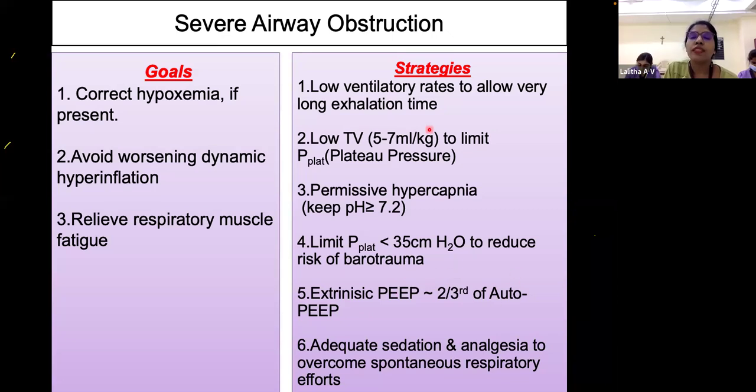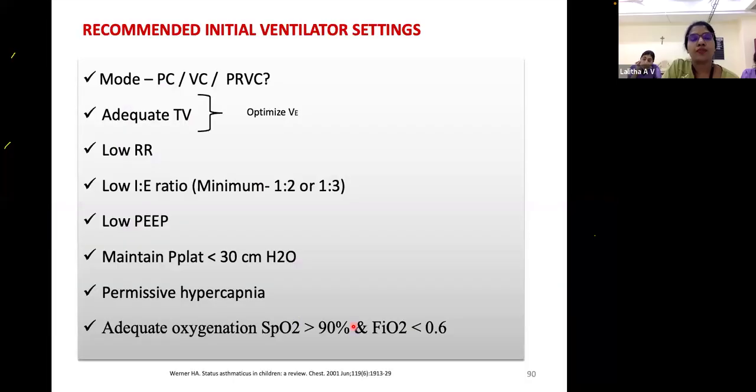So while doing all of this, the patient can have asynchrony on the ventilator. One may have to take care of adequate sedation and analgesia to overcome the spontaneous respiratory efforts. So, recommended initial ventilatory setting: any mode, whichever you are familiar with.